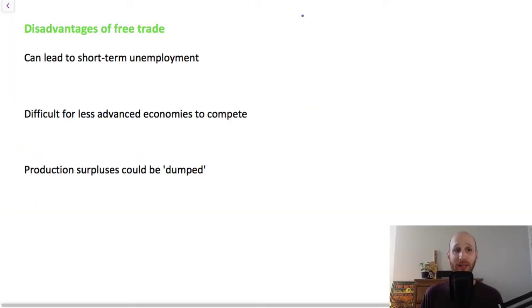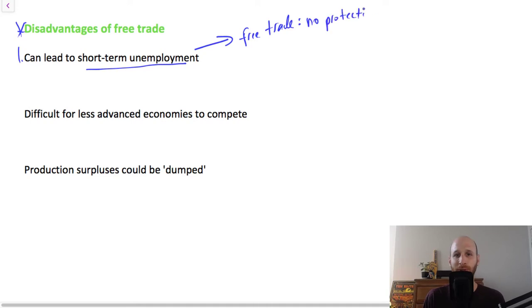Okay, here we are in terms of the disadvantages of free trade. Free trade can lead to short-term unemployment. Why is that the case? Well, this is the reason here. With free trade, there is no protection of local industries. So local industries are not being shielded or supported from foreign competition.